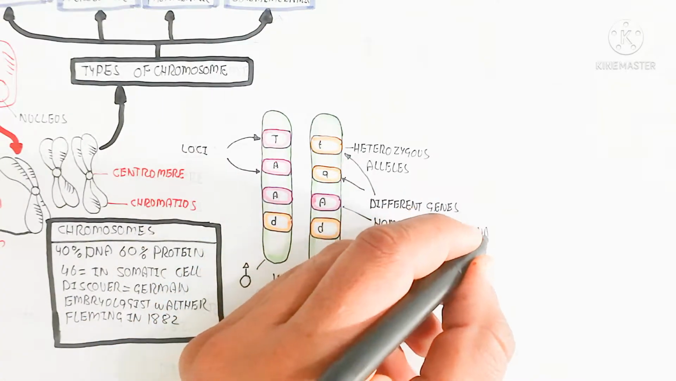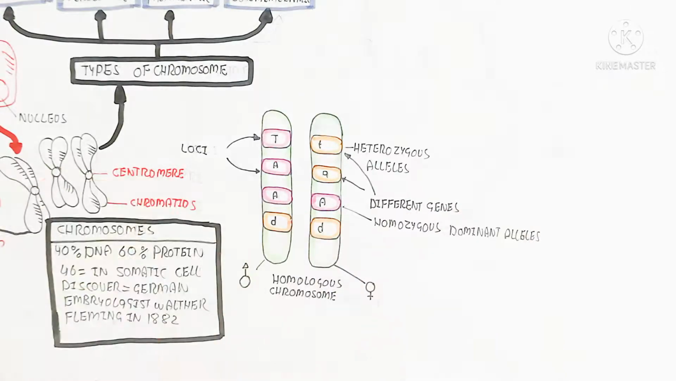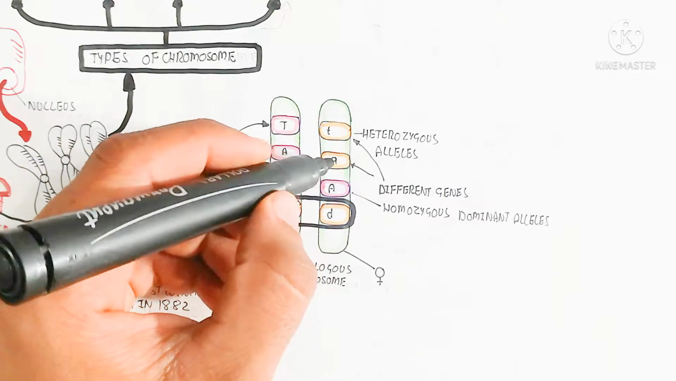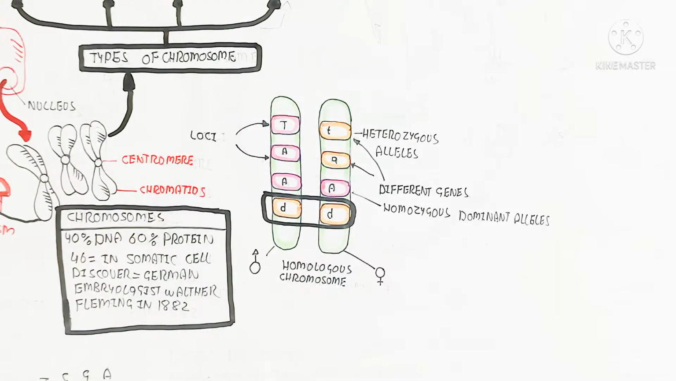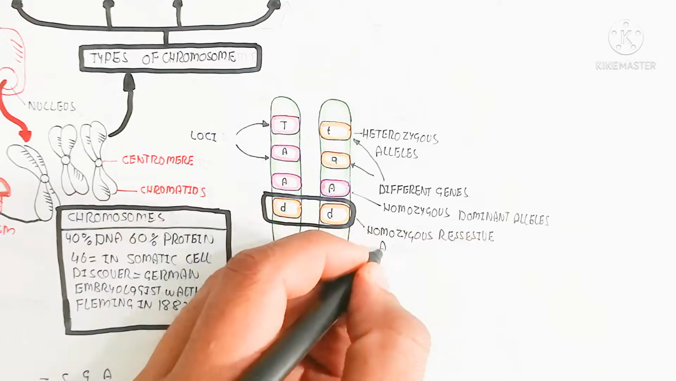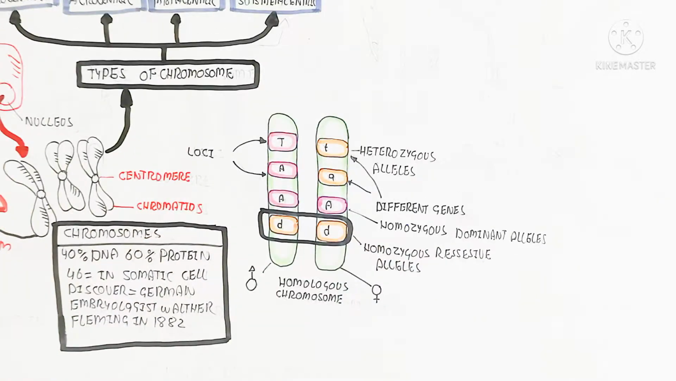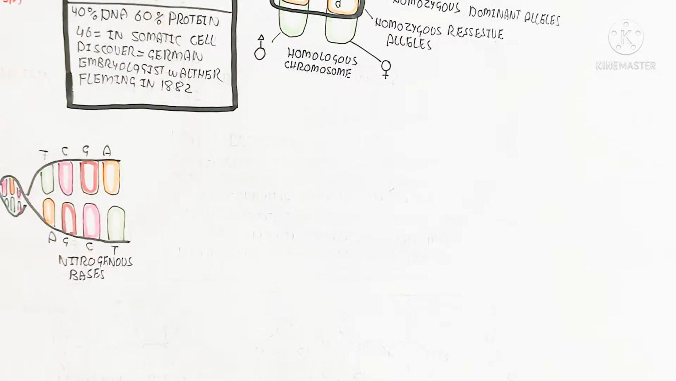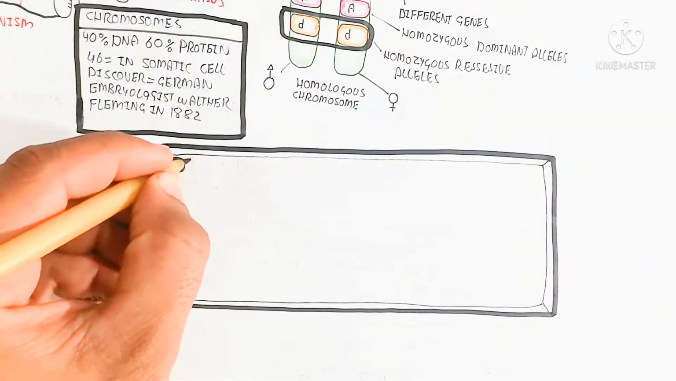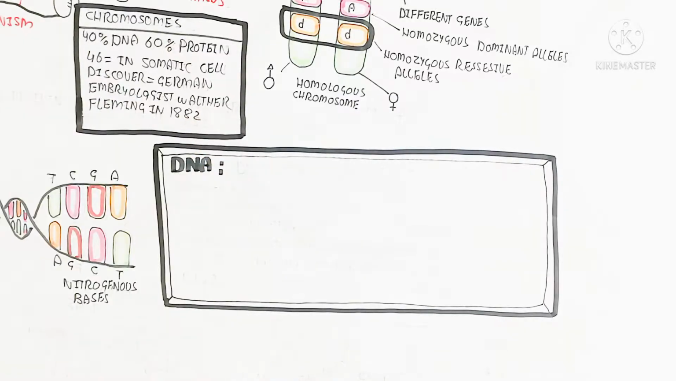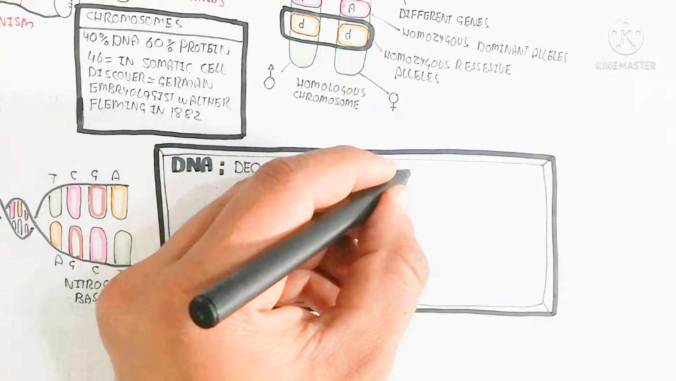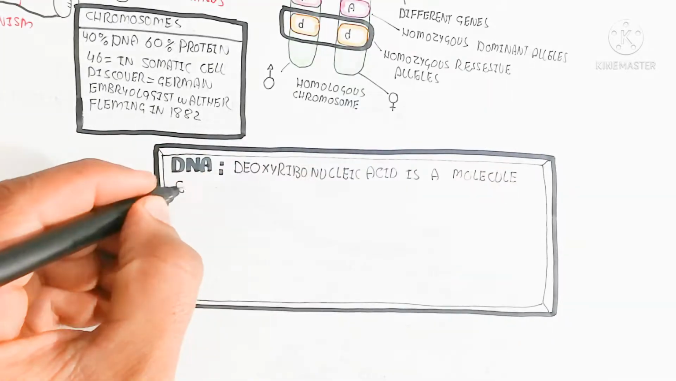So the capital T is the dominant, while this is the heterozygous alleles, with different genes here, and here is the homozygous dominant allele, and here is the homozygous recessive allele. Recessive means it does not show the phenotype, while the dominant can show the phenotype, and it can be heterozygous or homozygous, because one is dominant and one is recessive, or both are dominant traits.